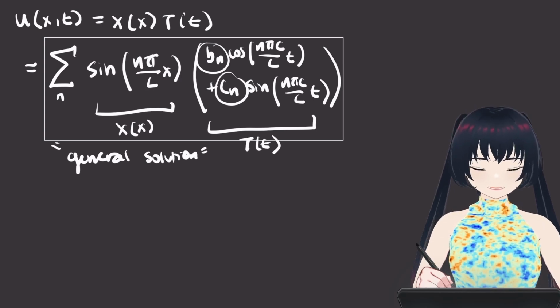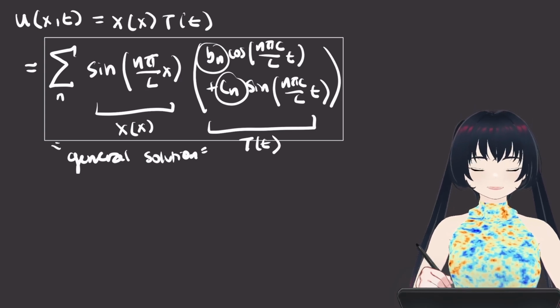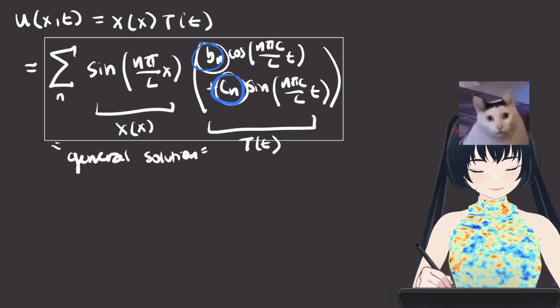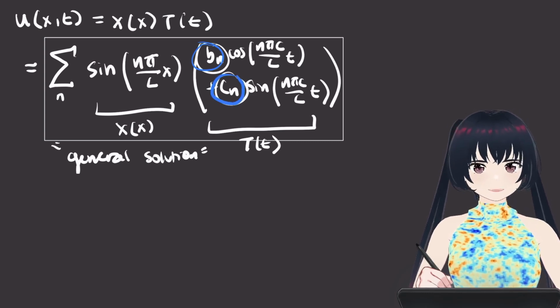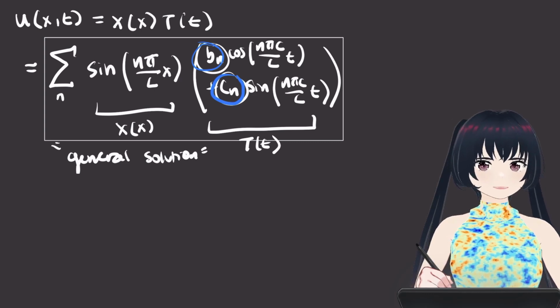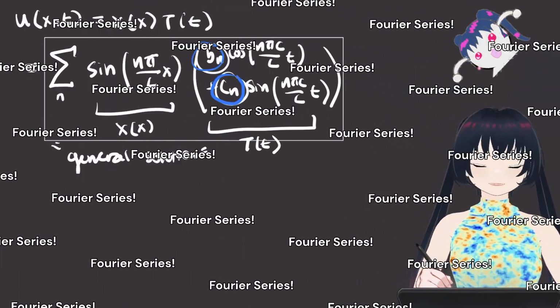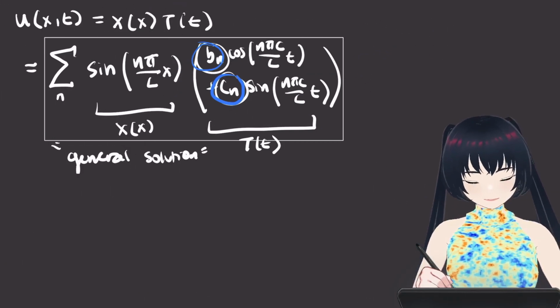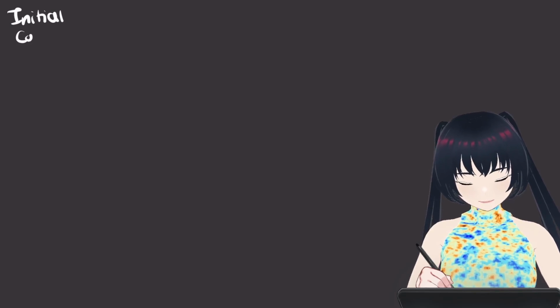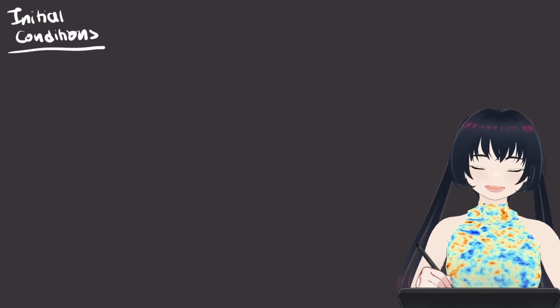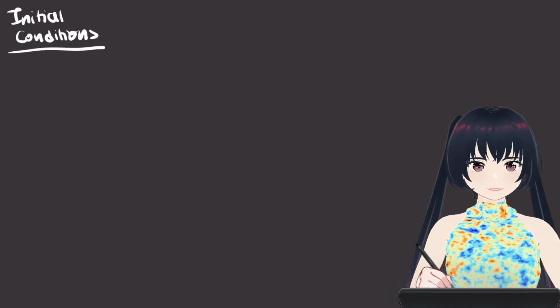Okay, great. So we just got the general solution. But what is b of n and c of n? Well, we actually have to solve for those coefficients next. But here's a hint. We've got to use our handy dandy Fourier series, which is why I covered it in the previous video. Let's say that we have certain initial conditions. When we are given initial conditions, we can actually solve for the coefficients b of n and c of n.